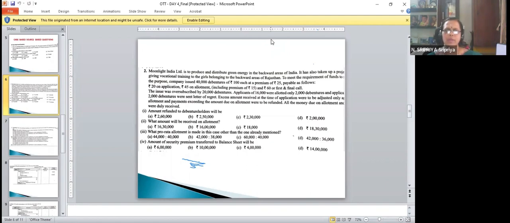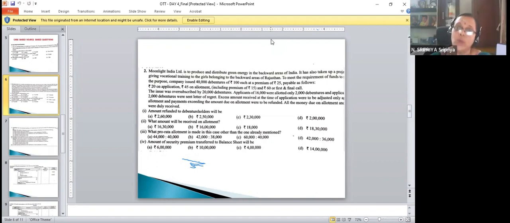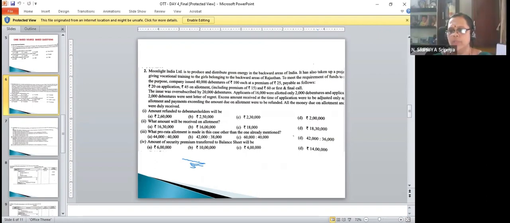Then what pro rata allotment is made? This question will give us the clarity. What pro rata allotment is made in this case, other than the one already mentioned? So the company is receiving 60,000 shares and has to allot only 40,000 shares. Out of that, you are given information about 16,000 shares allotted 2,000 shares. You are not given information about 2,000 shares. So 44,000 is to 40,000 is the right proportion.